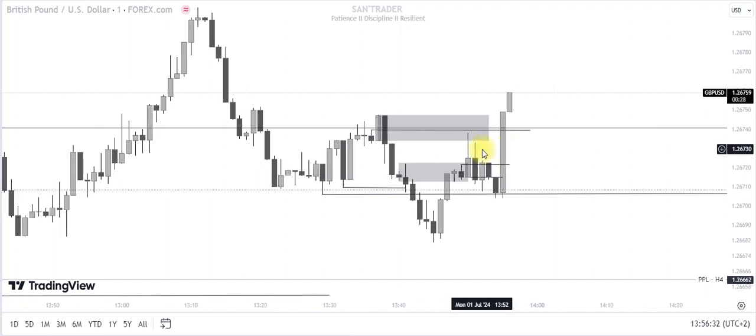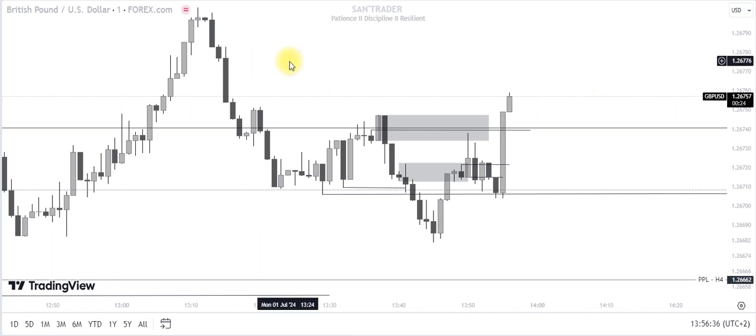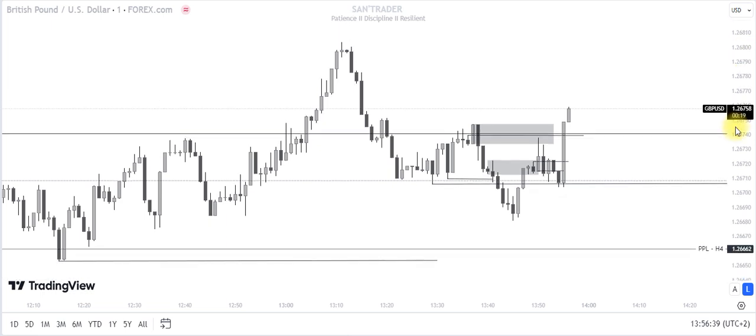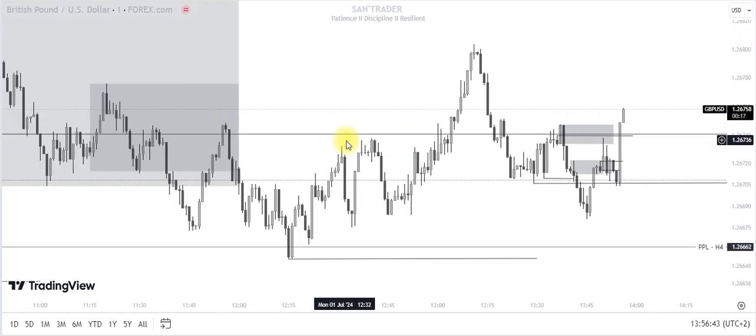So yes guys, this is it. This is how you use your true institutional support and resistance, not the classic one or the retail one.